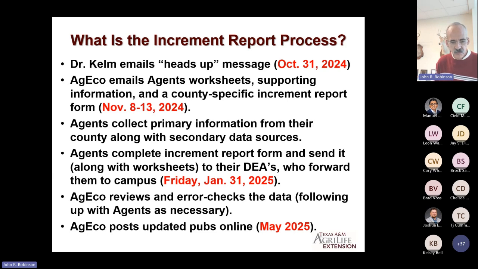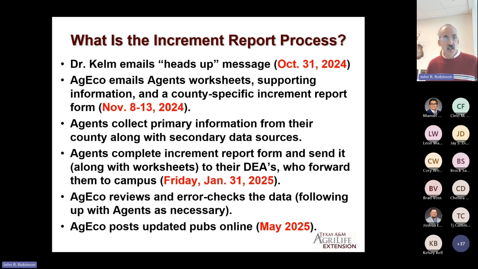So the emails went out from us, and what's in that email is your increment report form that needs to be completed for your specific county. That's attached to that email. There's a general Excel worksheet, kind of a calculator that's attached to that email. And there's some price data, some USDA prices as an information source attached to that email.